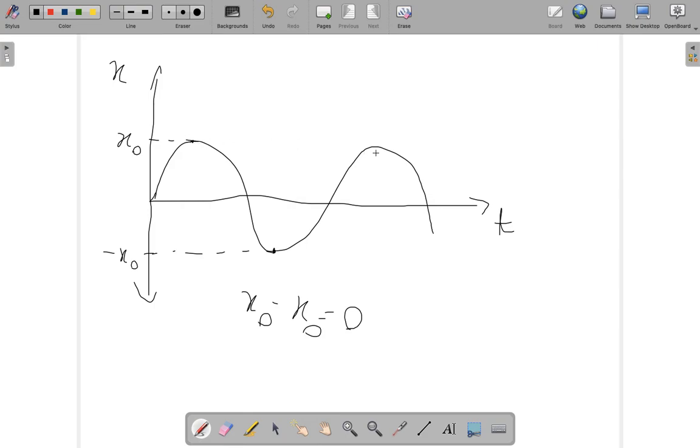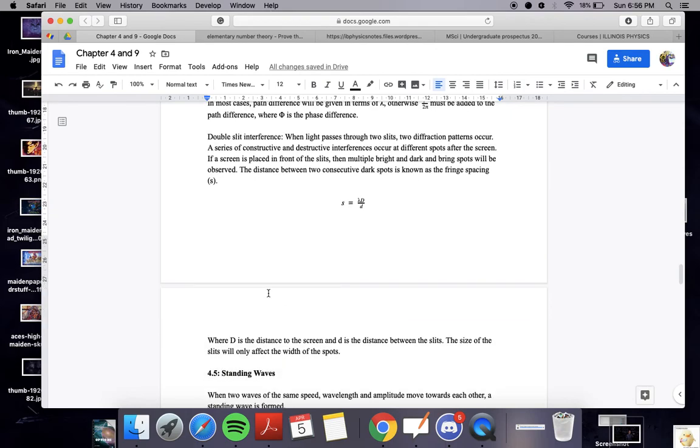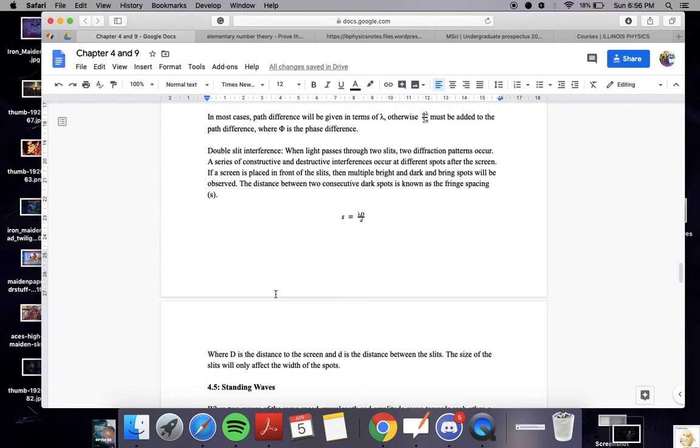But now if we have a path difference of 1 lambda, a whole wavelength, you end up at another crest. And by the principle of superposition, which once again means that the resultant wave will be having the sum of the two amplitudes, the amplitude of the resultant wave would be 2x0, which is the maximum amplitude that you'll ever have. So that's why you have a bright spot over there. That is what happens in double slit interference or double source interference. They work in the same way, as long as the two light sources are coherent.